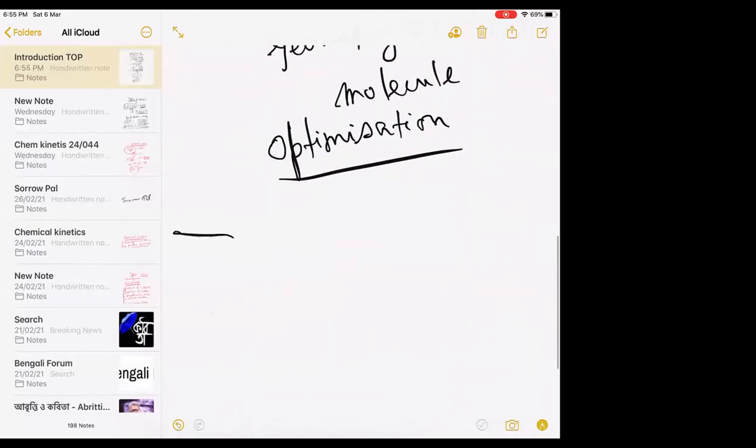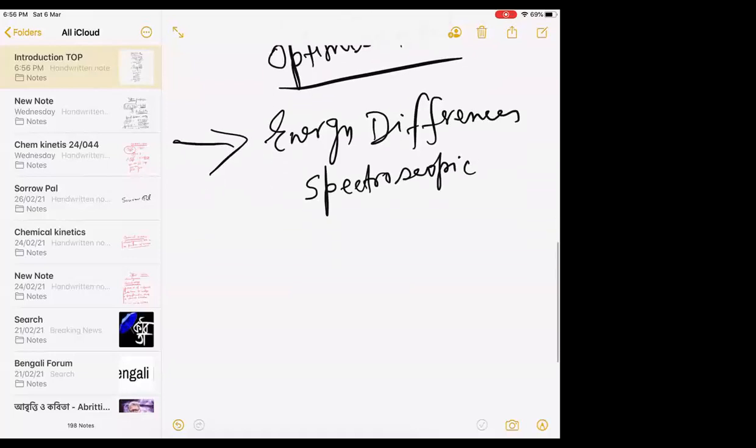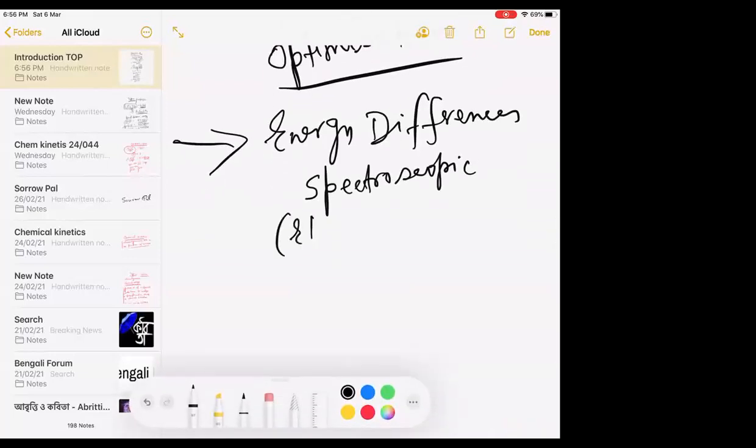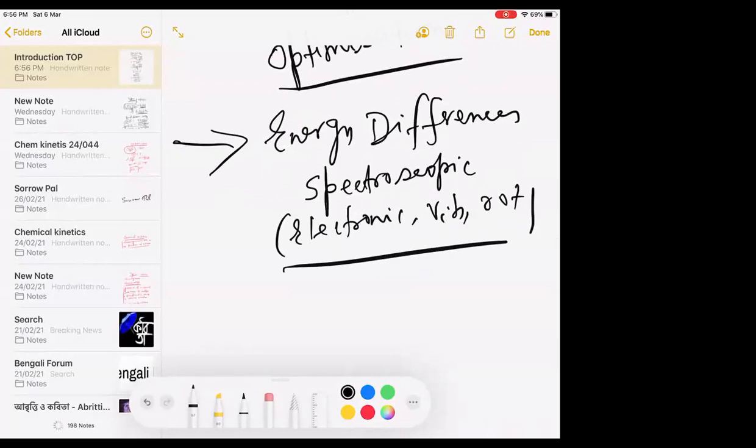Quantum chemistry can also calculate energy differences of all kinds. That means the differences between two energies. They can be spectroscopic energy differences, like ground and excited states, the difference between excited and unexcited states and so on. This can be electronic, vibrational, rotational and so on. So all kinds of spectroscopic energy you can actually calculate. And that is very good because we want to do spectroscopy.